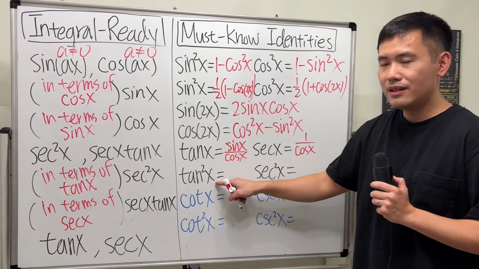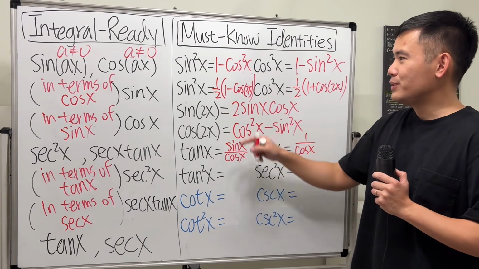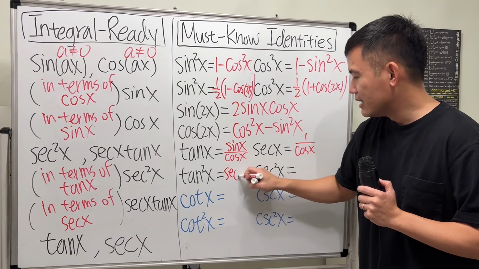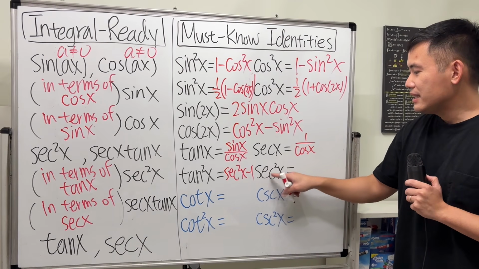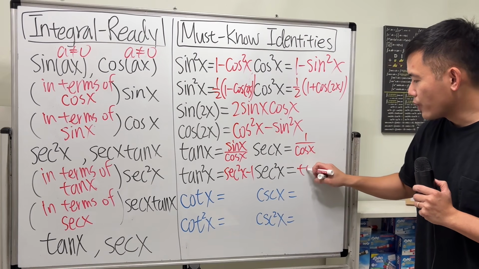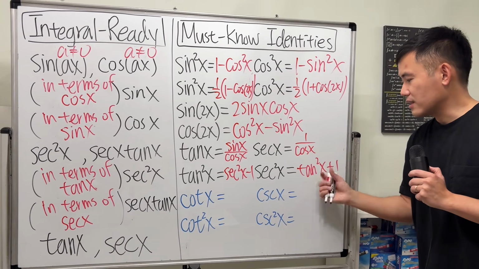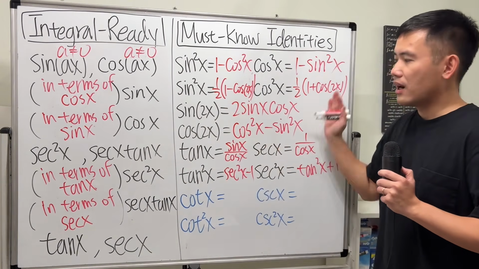This is what I really want to talk about when we have tangent square x, because this is not integral ready. To simplify it, it's really just the Pythagorean identity. You can change that to secant square x minus 1. Similarly, secant square x is the same as tangent square x plus 1. Well, 1 plus tangent square x, the order of addition doesn't matter. So this is usually what I cover.